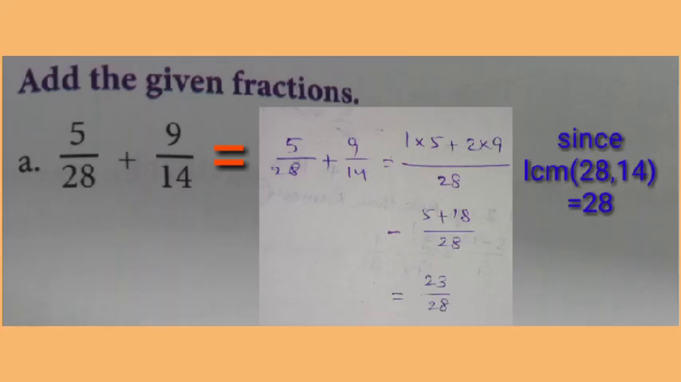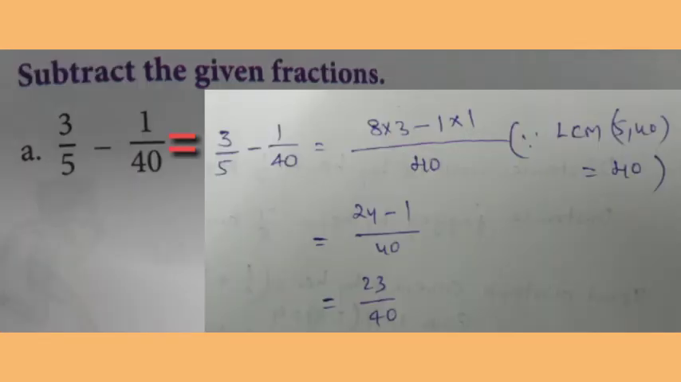Add the given fractions 5 by 28 plus 9 by 14. Addition of unlike fractions. Unlike fractions have different denominators. To add two such fractions, we convert them into like fractions first and then add. Here LCM of 28 and 14 is 28. Now write 28 in denominator, that is 1 into 5 plus 2 into 9 by 28, which equals 5 plus 18 by 28, which equals 23 by 28.